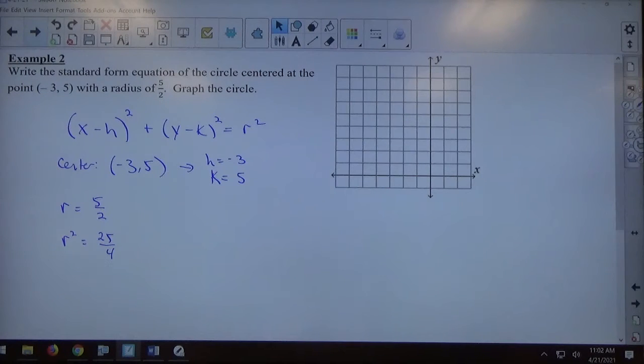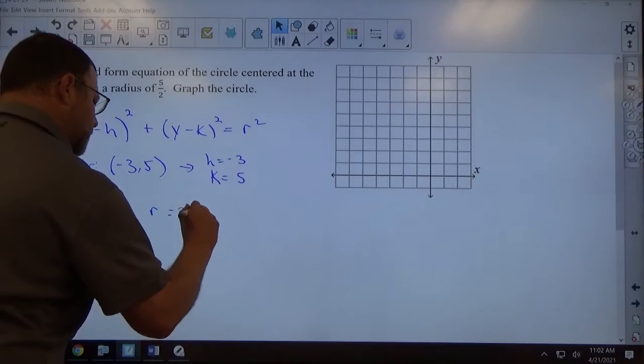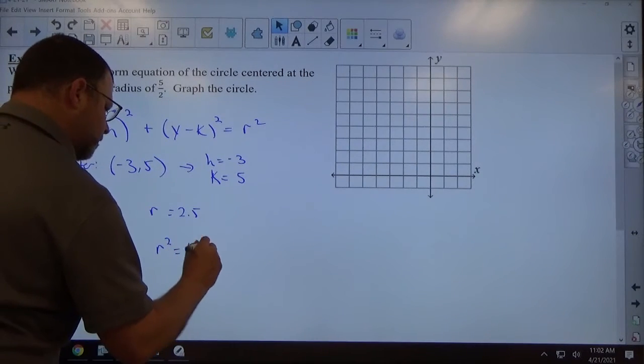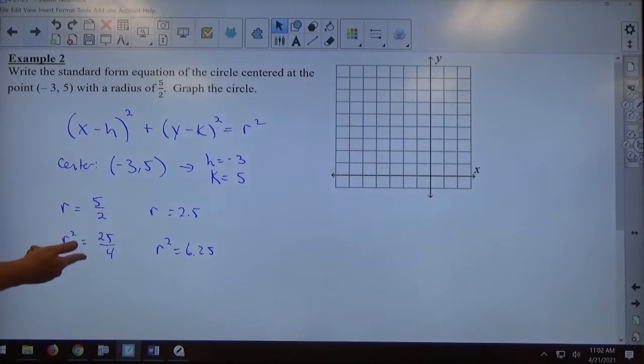You are welcome to change 5 halves into a decimal. That's 2.5. 2.5 squared is 6.25. For me personally, squaring a fraction is easy. 5 times 5 is 25 for the top, 2 times 2 is 4 for the bottom. 2.5 times 2.5 is 6.25. Use a calculator if necessary.